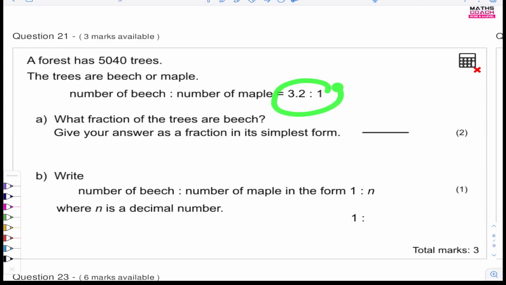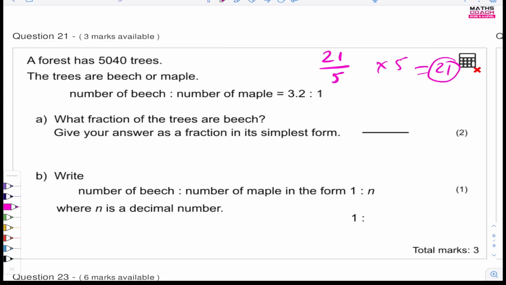Right, so if we add up the parts here, 3.2 plus 1, we get 21 over 5, or 4.2. So let's stick to the fraction, 21 over 5. We want to make this into whole numbers. How do we do that? We times by 5. Just times by 5. And that gives us 21.